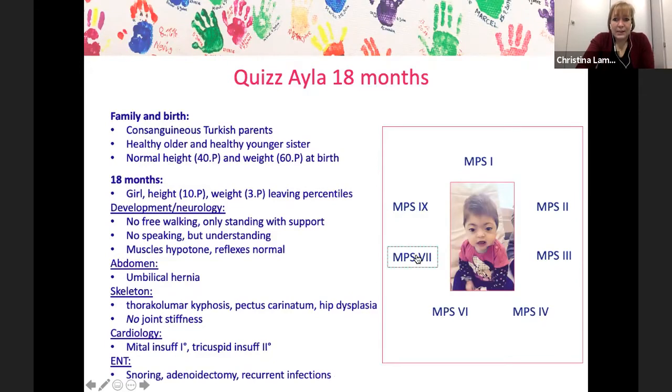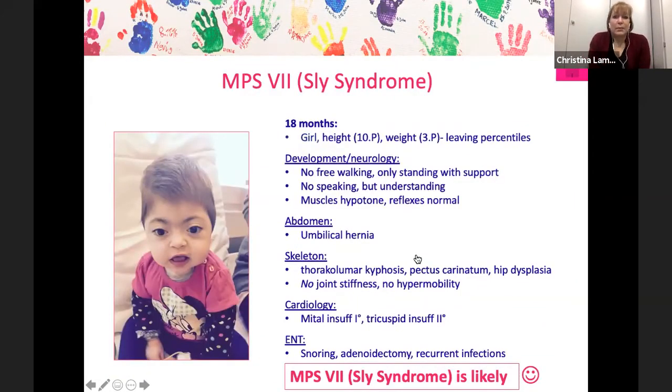Next, after MPS 6, let's say MPS 7. How about MPS 7? There's also treatment available in some countries for a short time. So this is why it is important to exclude it, even if it is extremely rare, much more rare than all the other MPSs that are already rare. And this child you see here, it is likely because she's fulfilling all the criteria.